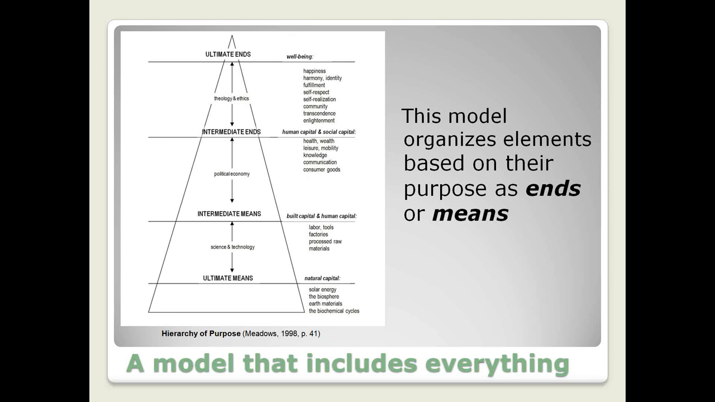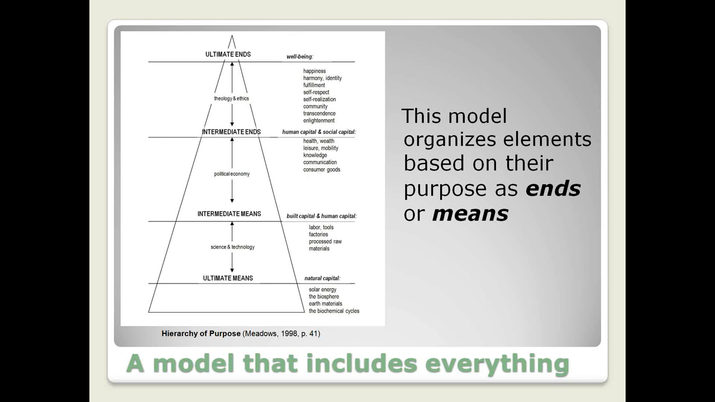And this is a model from economics, and so everything is either an end or a means. And so the ends are at the top. The ultimate end is human well-being. That's the ultimate end for humans. The intermediate ends for humans are those things that we like to have, those things that make us happy or make us safe. The intermediate means that we use are the labor and the tools. And the ultimate means is what we have from the earth and from the sun. And so this model has room for everything, and you can see in the center it has room for the disciplines. It's got science and technology, it's got politics and economics, and it's got theology and aesthetics.